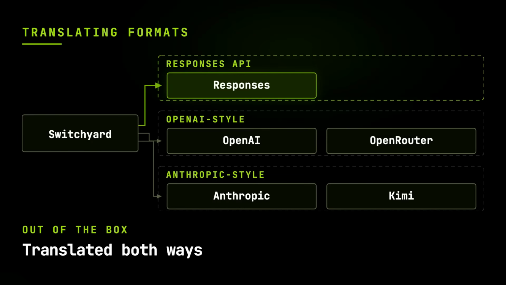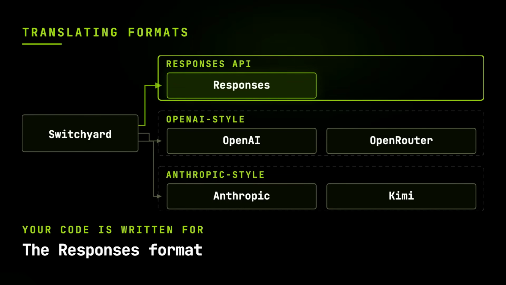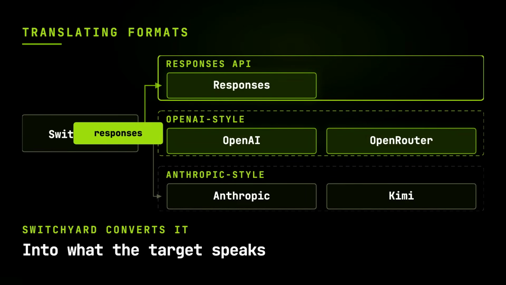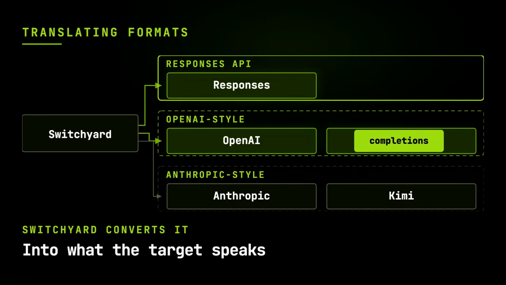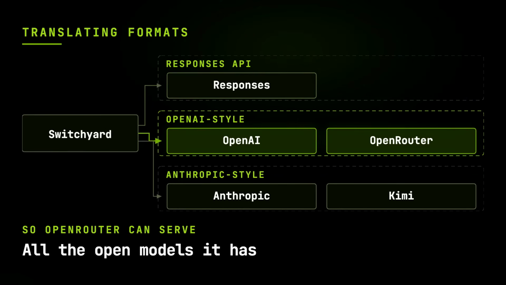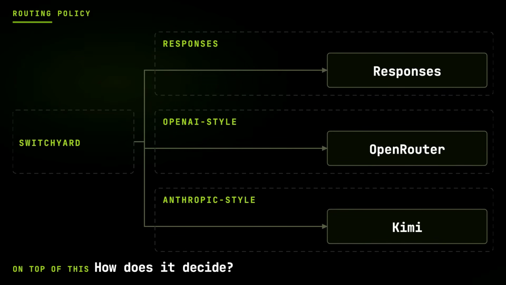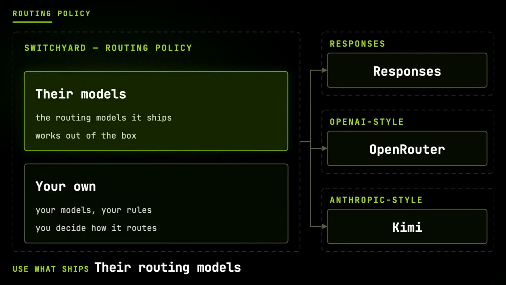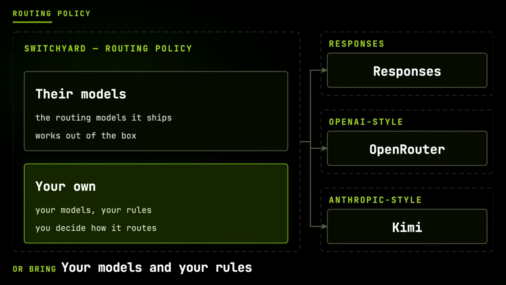So if you wanted to use the responses API format and you're formatting all your code for that, perhaps because you've been using OpenAI, but now you want to try using OpenRouter, this will actually be able to convert the responses API into a format that OpenRouter can then use for all the open models that it's got access to. So that alone is a huge win here. On top of this, obviously, you can use the models that they've got, or you can use your own models and rules to decide how that routing is going to be done on a per request basis.